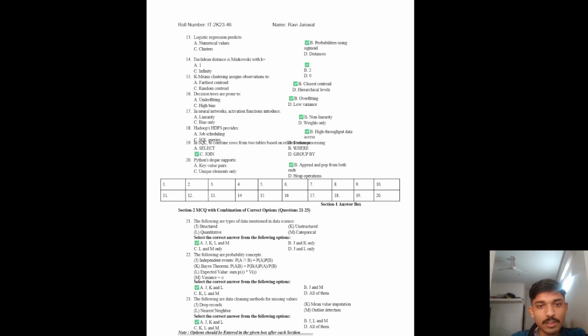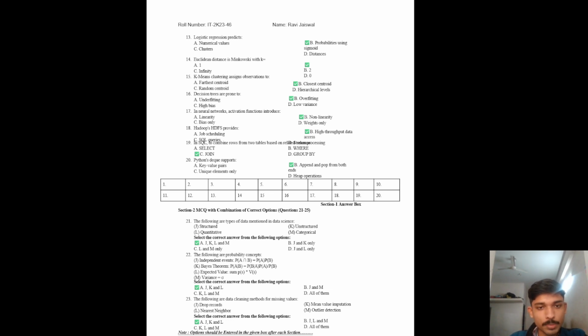91, in SQL, to combine two rows based on a related column, which SQL operation is generally used? So join is the operation which is used to combine two tables if there is a related or same column present in both the tables.